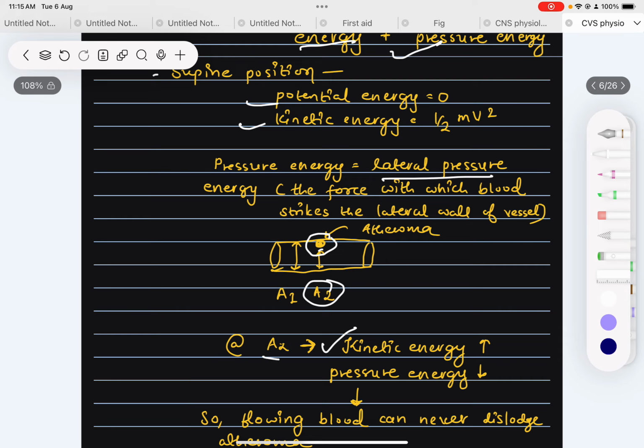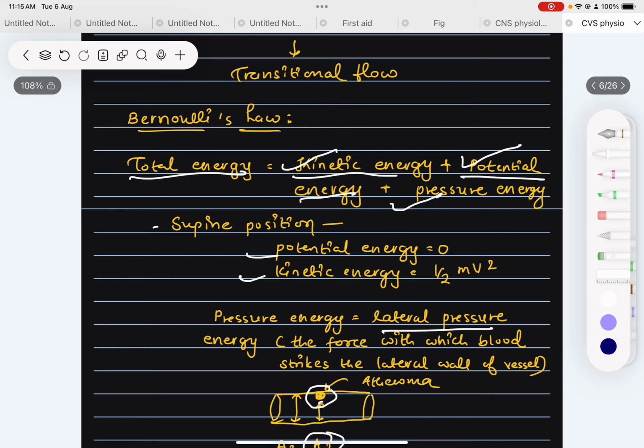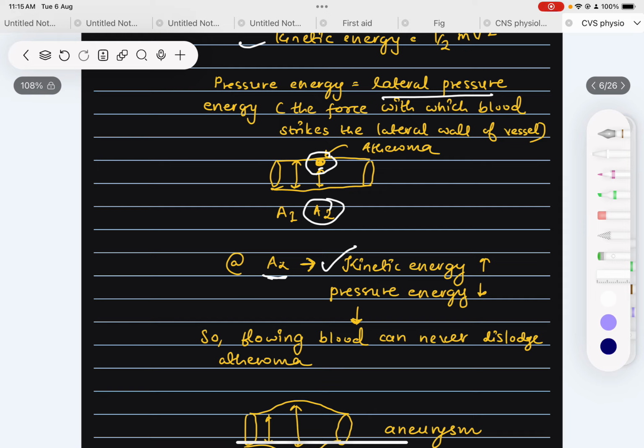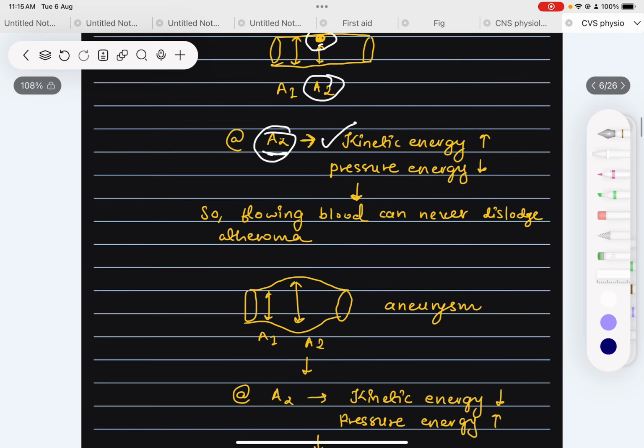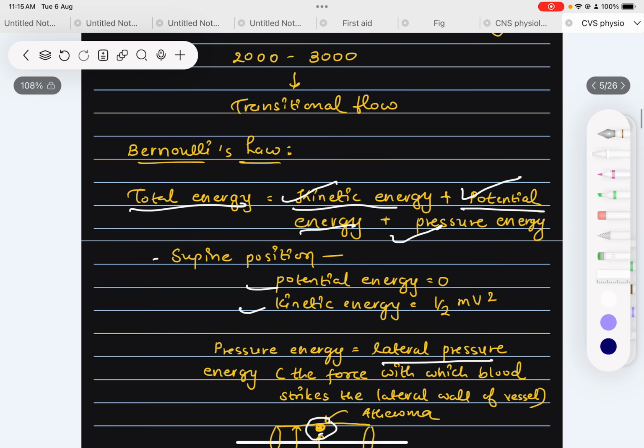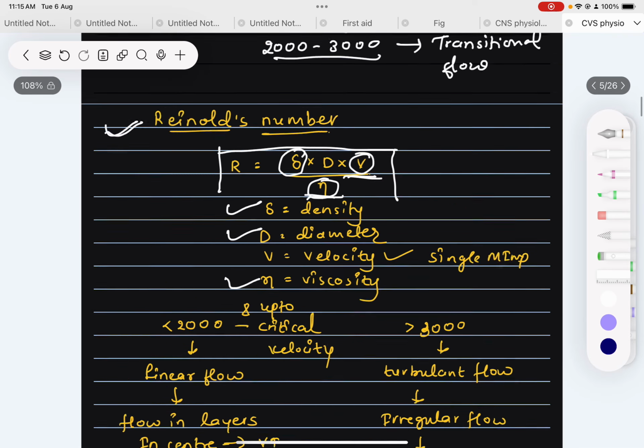And why will kinetic energy be more in A2? We have just learned in our application that velocity is inversely proportional to the area. So the less the area, the more the velocity. So the less the area, the more the kinetic energy. So this is our second application till now of the velocity rule we have derived. Actually the first was about laminar flow and turbulent flow, and the second application is about whether flowing blood can dislodge an aneurysm or atheroma, about Bernoulli's law.